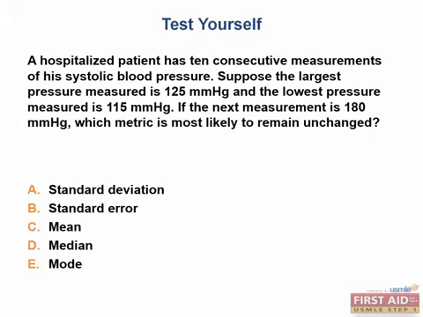Let's try a practice question. A hospitalized patient has 10 consecutive measurements of their systolic blood pressure. Now suppose the largest pressure measured is 125 millimeters mercury, and the lowest pressure measured is 115 millimeters mercury. If the next measurement is 180, which metric is most likely to remain unchanged? Well, using the approach that we just discussed, the mode, which is the most frequently observed data point, is the most resistant to outliers. All of the other metrics will be more sensitive to outliers and thus would be more likely to change.